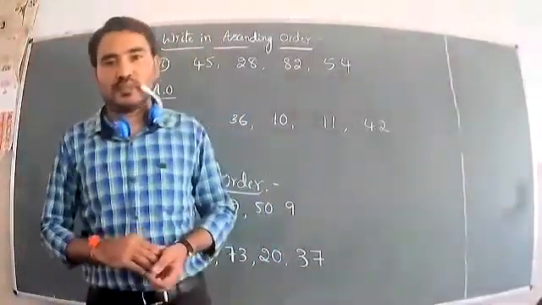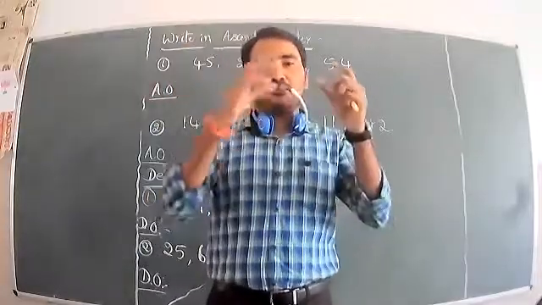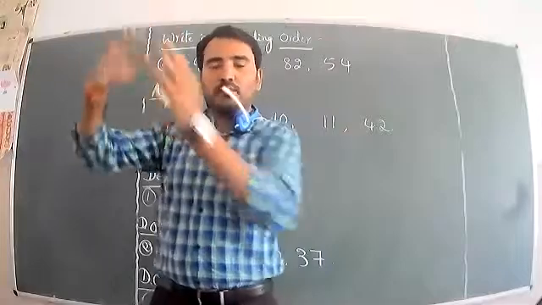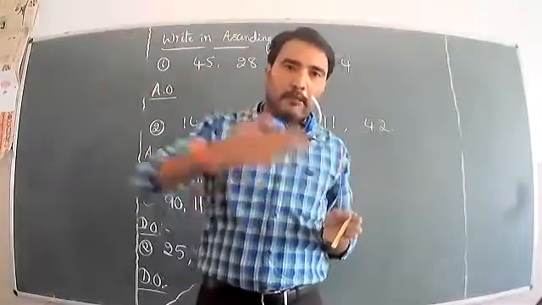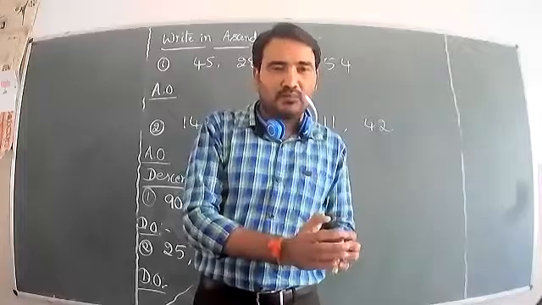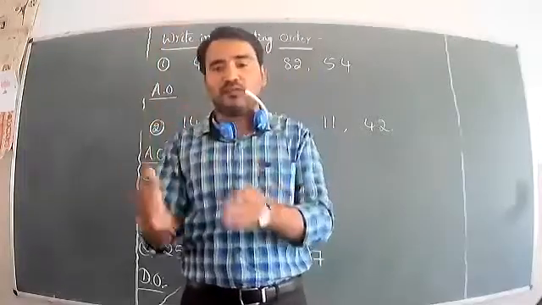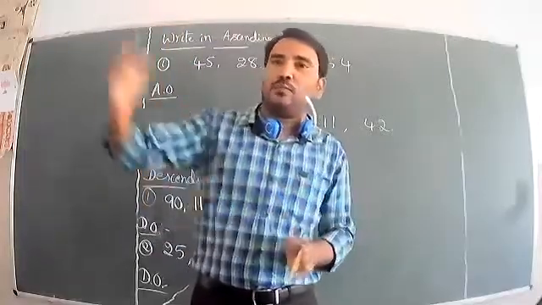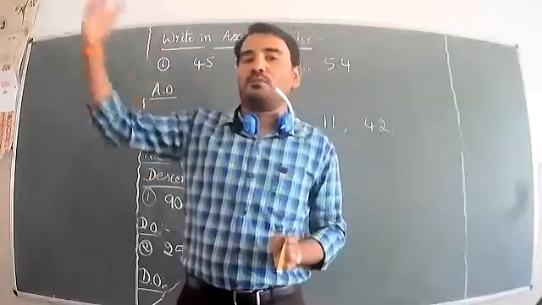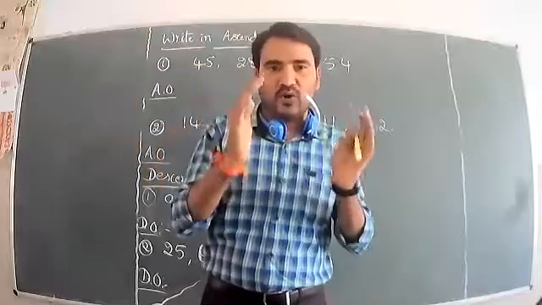Ascending order means what? Ascending order means the numbers are arranged from small to big. First we find the smaller number, then the remaining numbers, taking them from small to big. The numbers arranged from small to big are called ascending order.